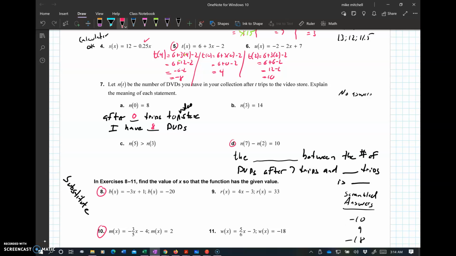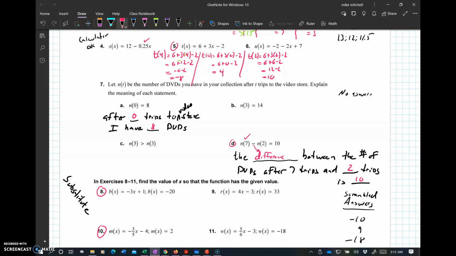On D here, the difference, oops, I kind of gave that away. That's going to be the difference between the number of DVDs after 7 trips. That's my number of DVDs after 7 trips. And what's going to go in here? What's going to go down here in this one? Pause it. Put your answers in. And it should be 2 trips is 10 DVDs.